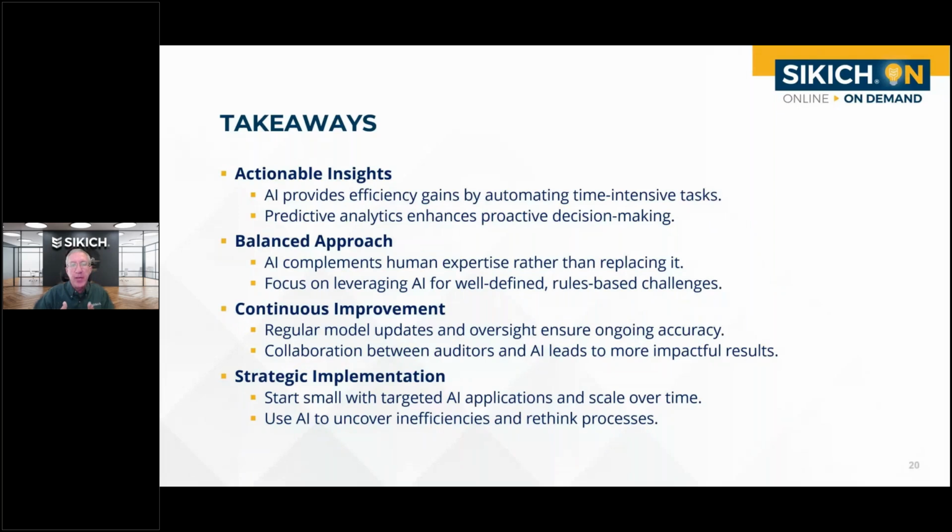So finally, consider AI not only as a tool to solve today's problems, but as a lens to uncover inefficiencies and inspire innovative solutions to long-standing challenges. With these challenges and strategies in mind, AI will become a cornerstone of successful EBP audits in the years to come.